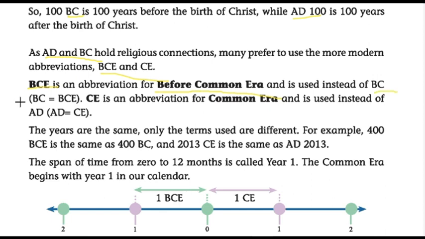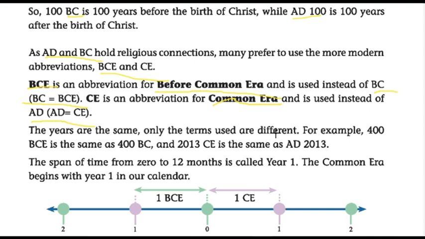CE is an abbreviation for Common Era, which is used instead of AD. AD has changed into CE, which means Common Era. The years are the same, only the terms used are different. There is nothing else, the name alone changed. BC changed into BCE, AD changed into CE, but the remaining things are the same.